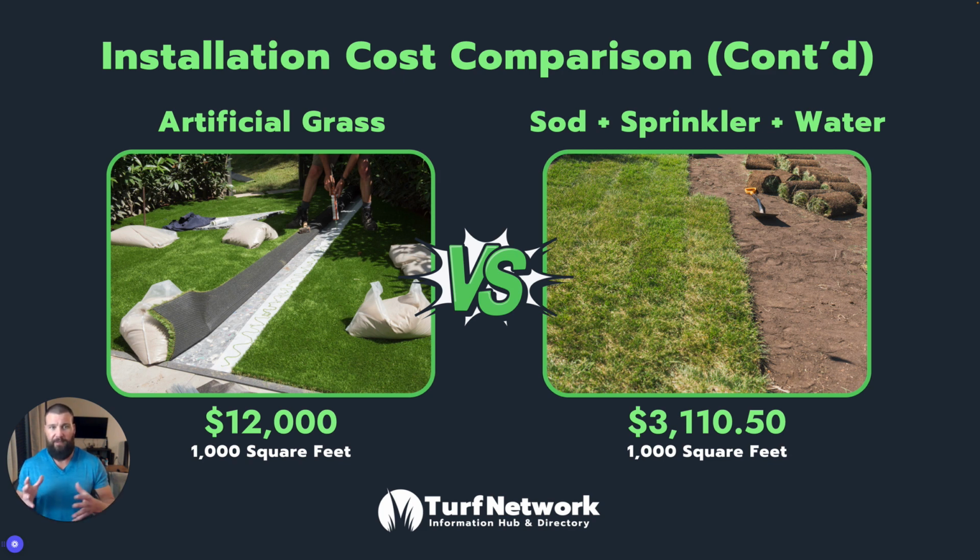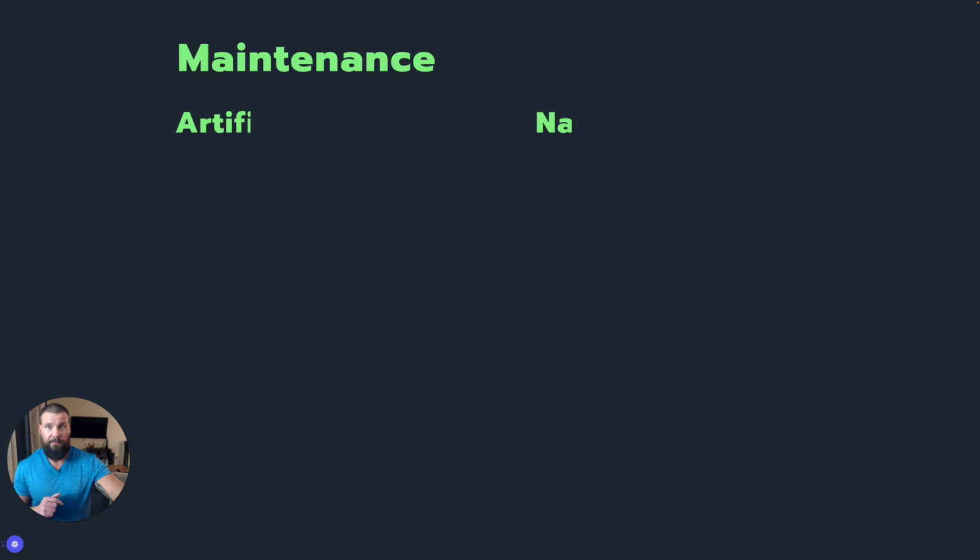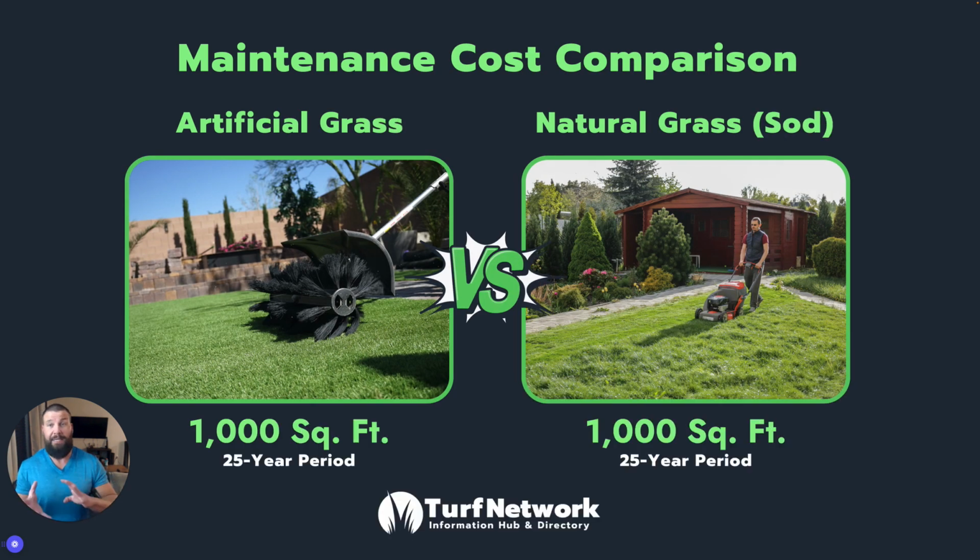So we have a comparative cost of $3,110.50 for a 1,000 square foot sod installation. So obviously artificial grass is quite a bit more expensive initially. Here's where things get interesting. When we get into the maintenance of artificial grass versus natural grass, that's where things completely flip.